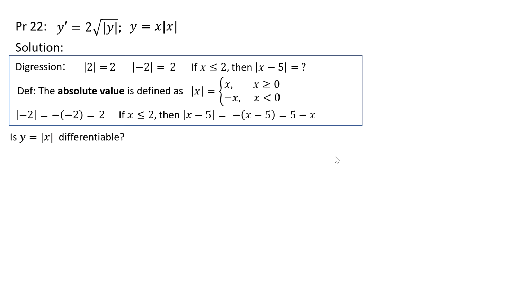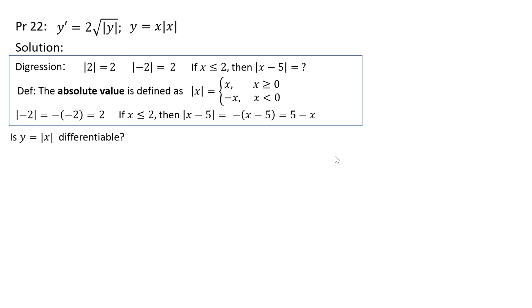One more digression, I suppose. Is y equals absolute value of x differentiable? I don't know about you, but when I was in calculus, I hated that question. What's this stupid differentiable, man? Just tell me to find the derivative, I'll find the derivative. But no, you really need to understand. That's why we are in a college in America. We are better than that.